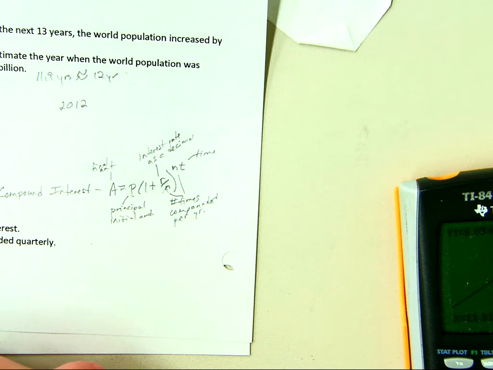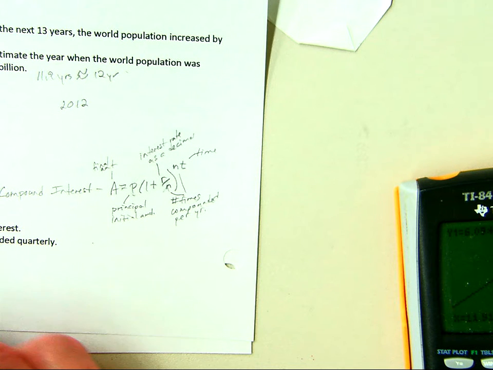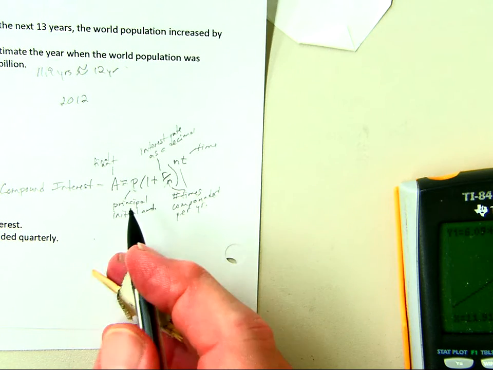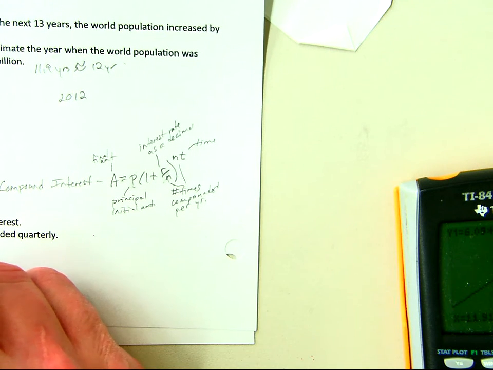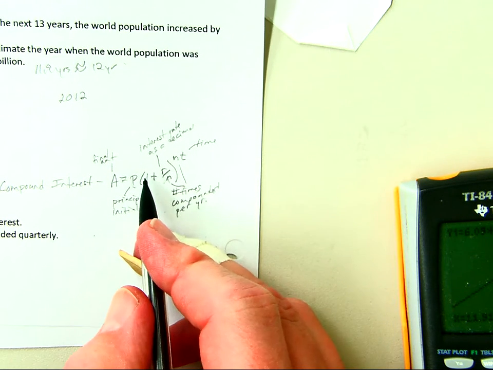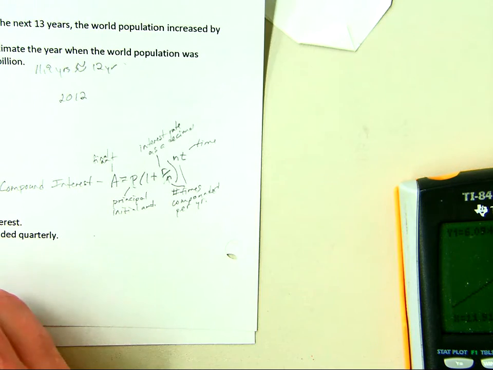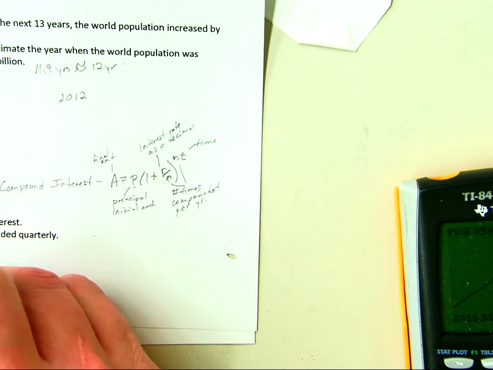Now, here we've got a formula that says you plug in $9,000, they tell you the interest rate, tell you 3 years, and it's compounded quarterly. Let's substitute in that equation. So our final amount equals our principal. Our principal is how much we started with. Well, we started with a $9,000 deposit.